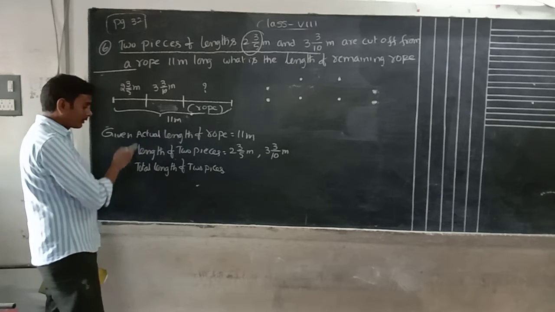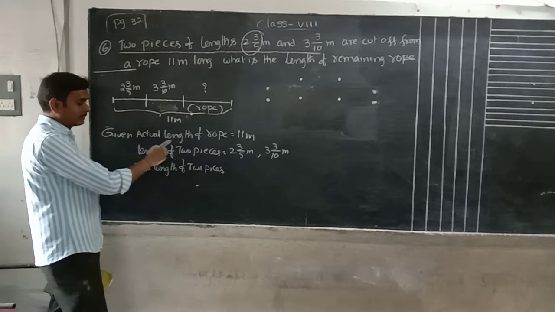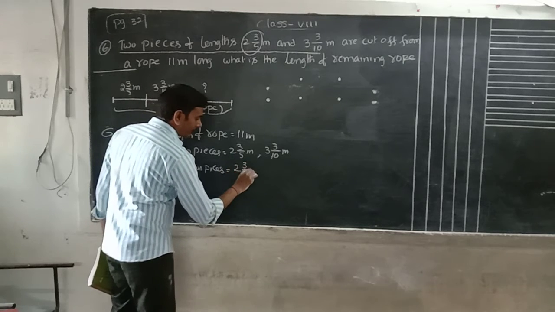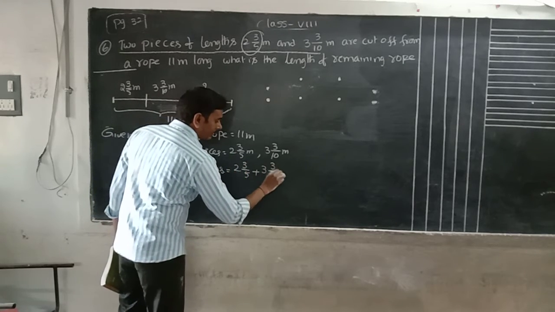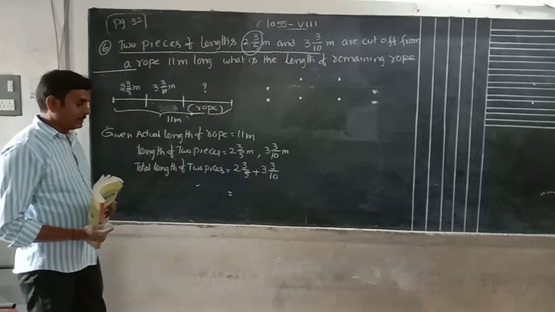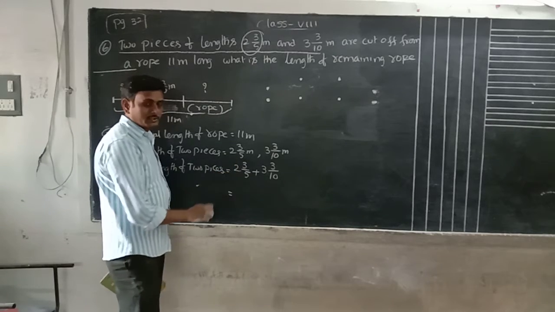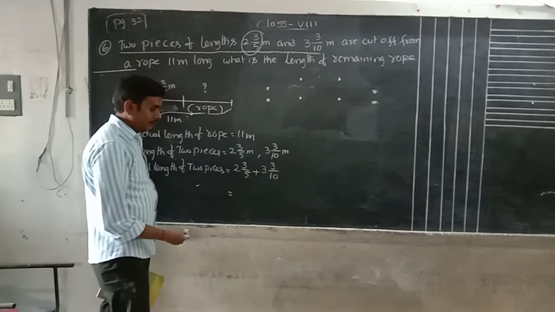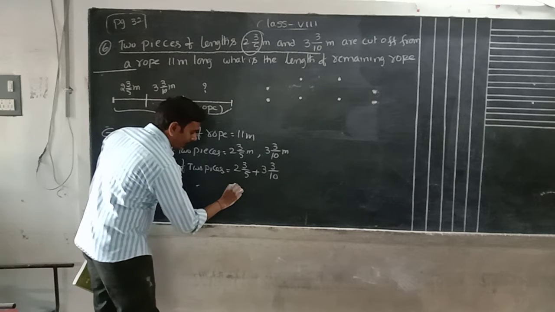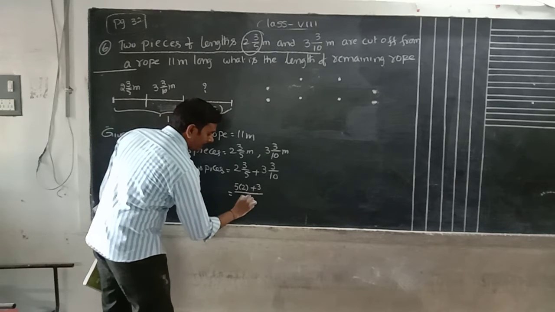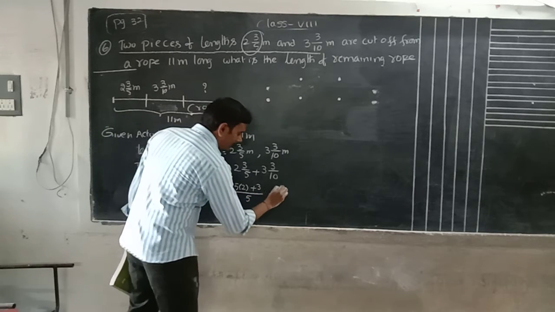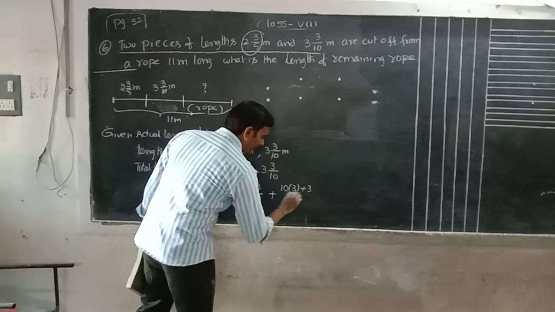Total might confuse us, that's why I usually write the actual length of the rope as 11 meters. The total length of the two pieces equals 2 3/5 plus 3/10. Now we have to convert the mixed fractions to improper fractions. 2 3/5 becomes (5 into 2 plus 3) by 5, plus 3/10.